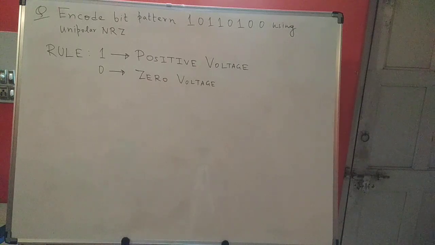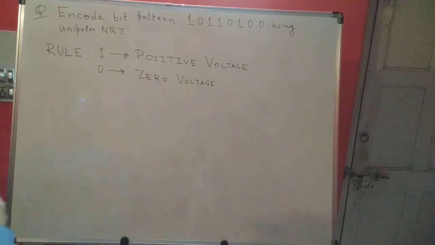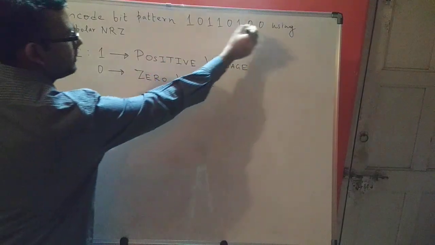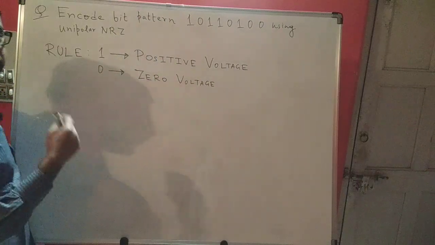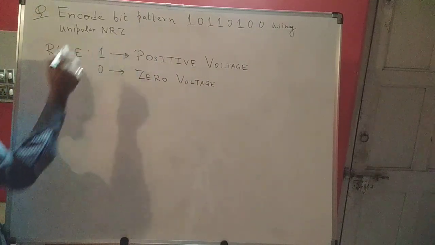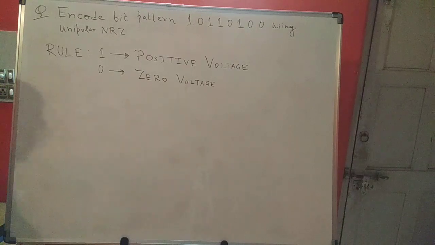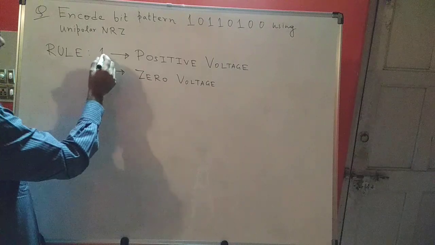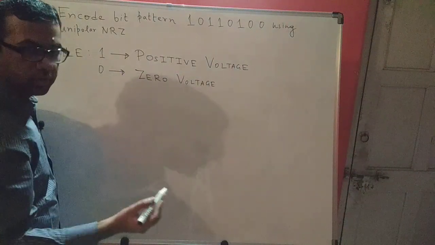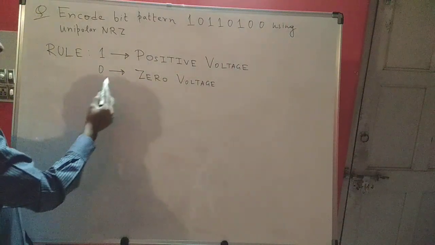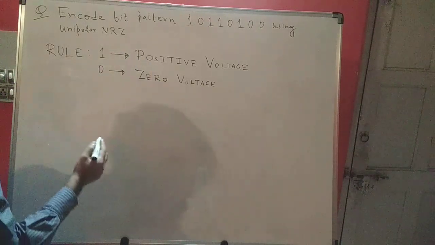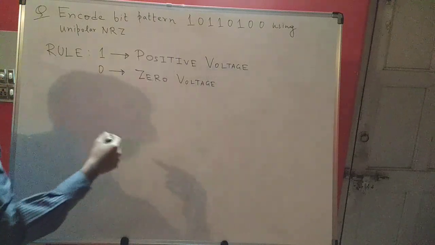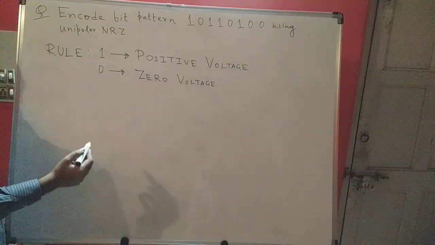Okay, we have been given this question where we are asked to encode the given bit pattern. This is the bit pattern that has been given to us, and we have to encode it into an equivalent signal using unipolar NRZ. Now, to apply unipolar NRZ, we need to keep two rules in mind. A bit 1 is represented using positive voltage and a bit 0 is represented using 0 voltage. Now keeping this rule in mind, we will take these bits and encode it into equivalent signal values.